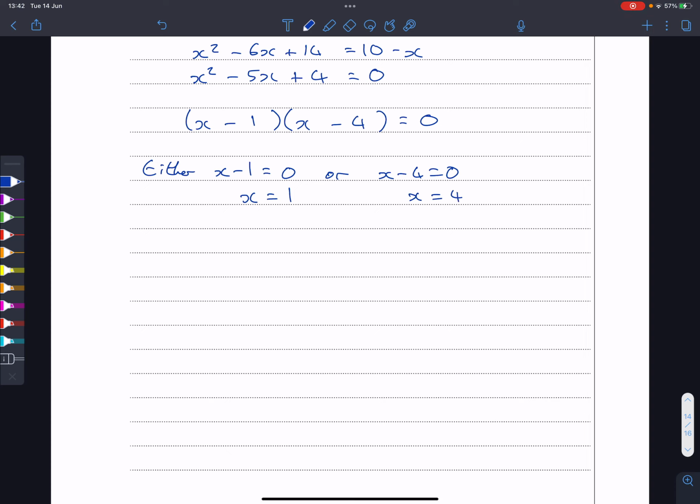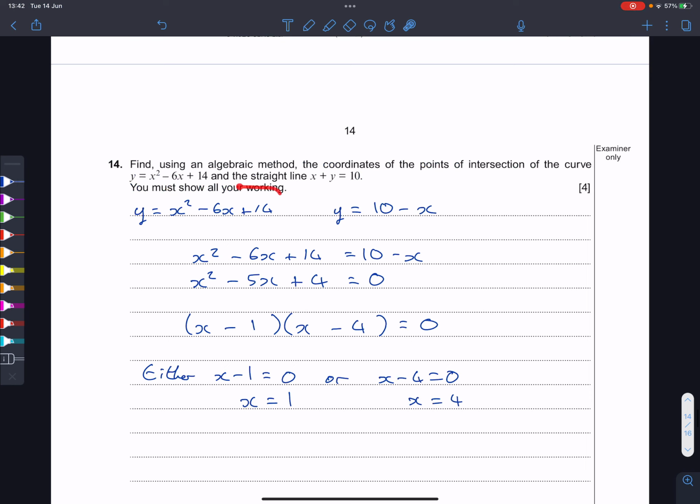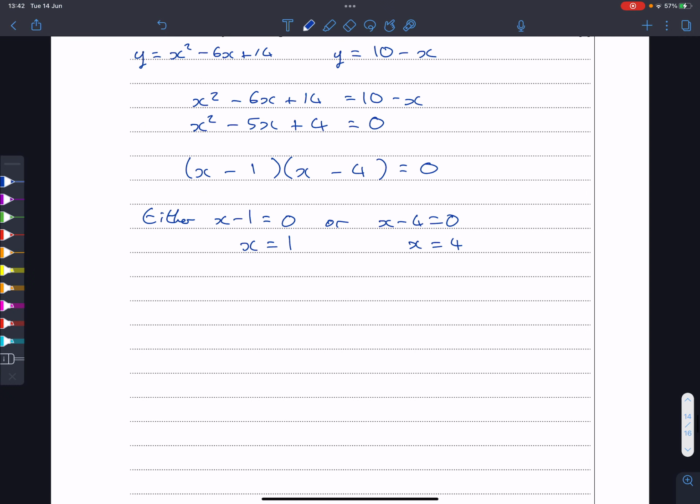Now, in order to find my y, I can use either one of these. So I may as well use this one. y is 10 minus x is easier. So y is going to be 10 minus the x. In this case, the x is 1, so that's 9. In this case, y is going to be 10 minus the x, so 10 minus 4, which is 6.